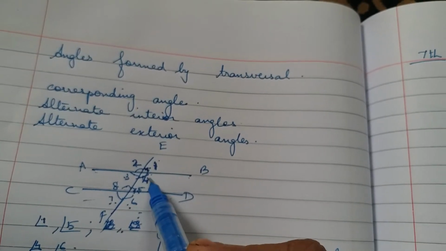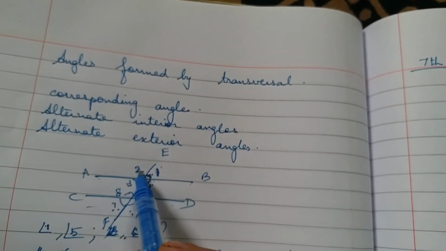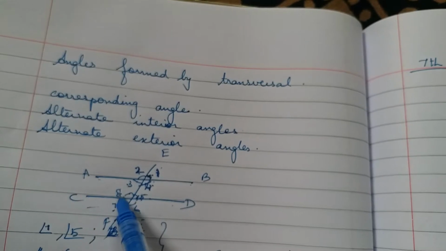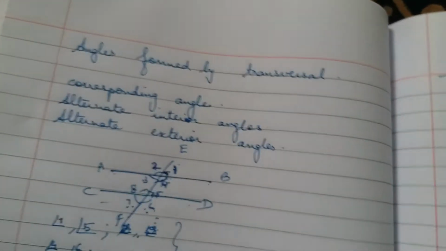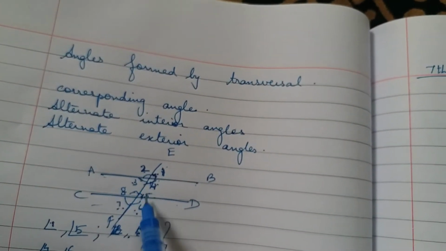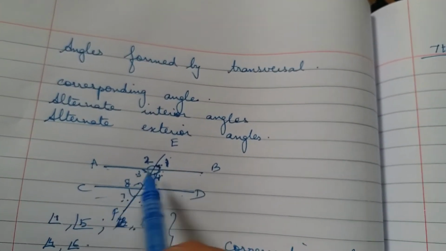Below the line you see means 4 and 6. Here this side, top of the line, means 2 and 8. Same way 3 and 7. These are the corresponding angles. Alternate interior angles means 3 and 5. So they must be interior. Interior means in between the two parallel lines.